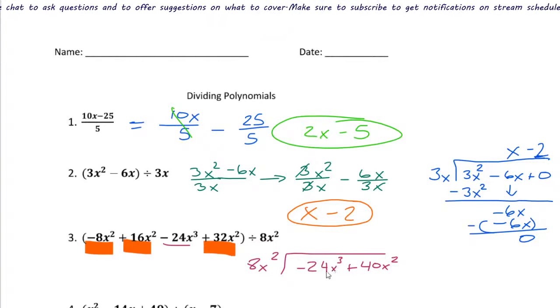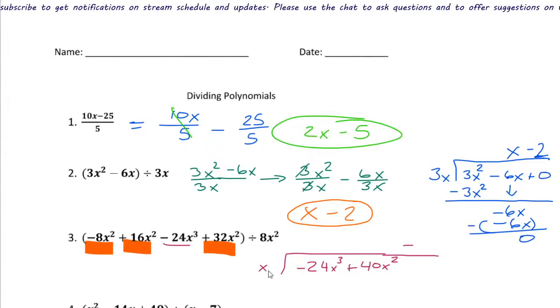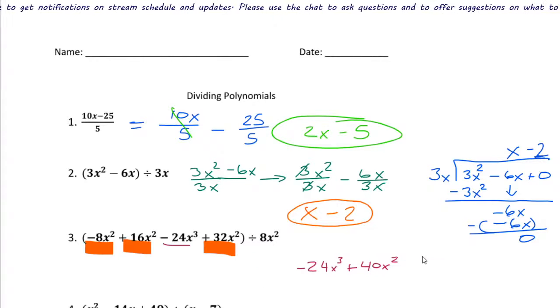So then what can I multiply 8x squared by to get to -24x cubed? It's going to be -3. In fact, we'll just set this up as a fraction, so we'll just rewrite this to be easier.